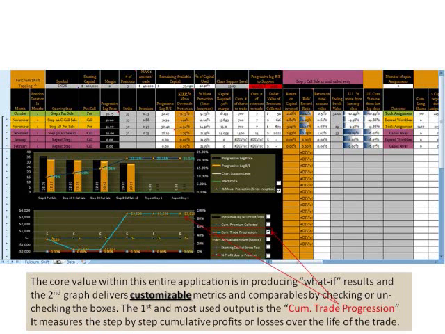The core value within this entire application is in producing what-if results, and the second graph delivers customizable metrics and comparables by checking or unchecking the boxes. The first and most used output is the cumulative trade progression. It measures the step-by-step cumulative profits or losses over the life of this trade.